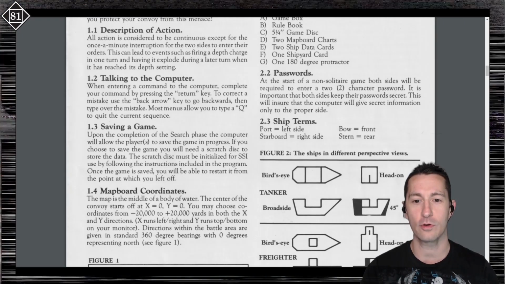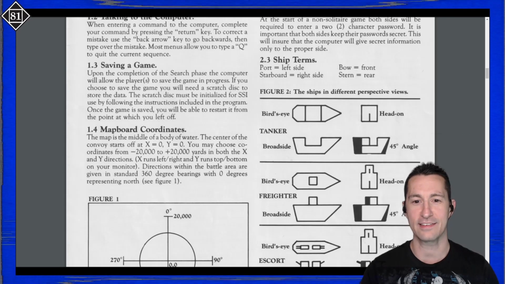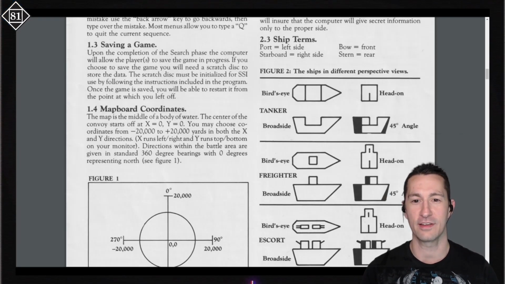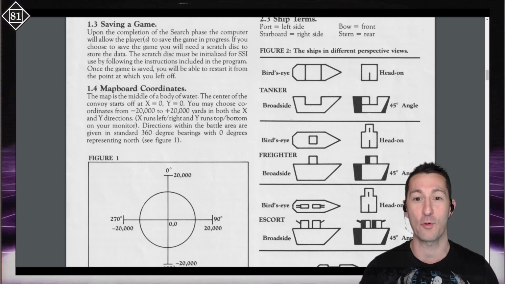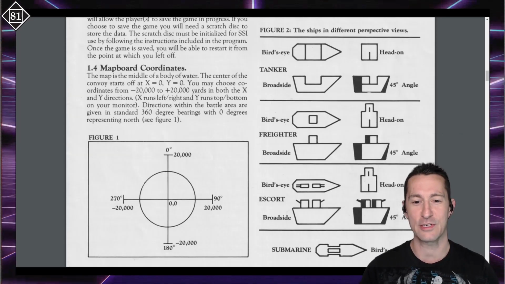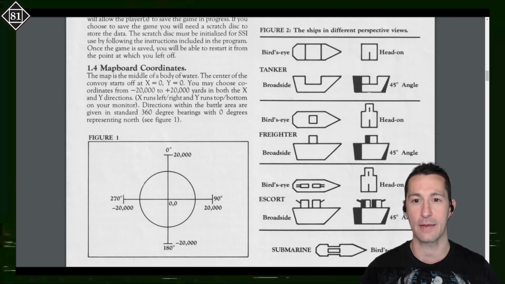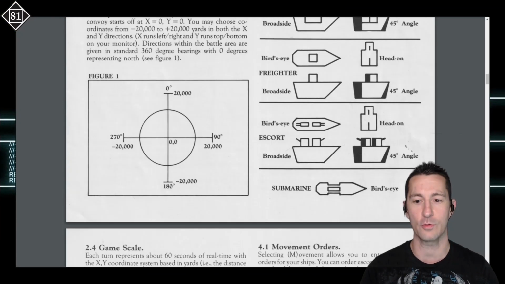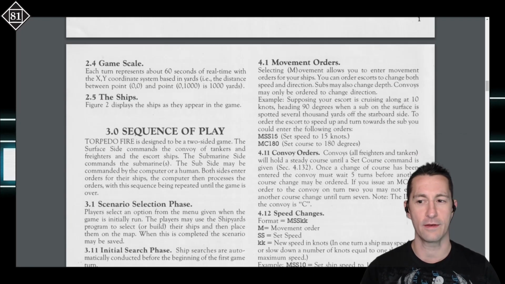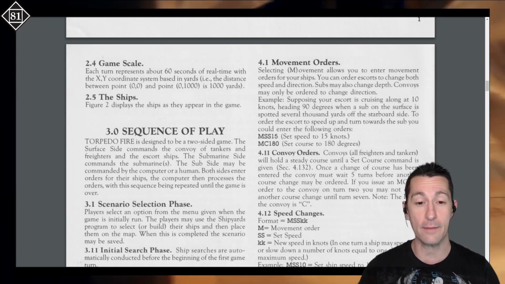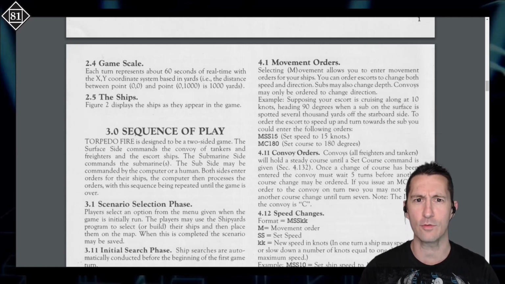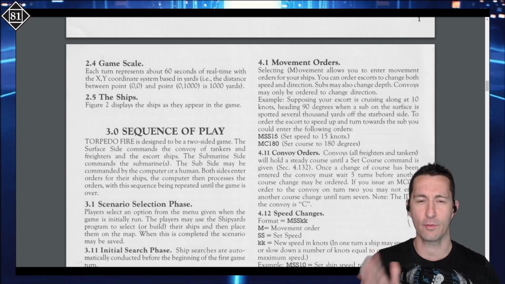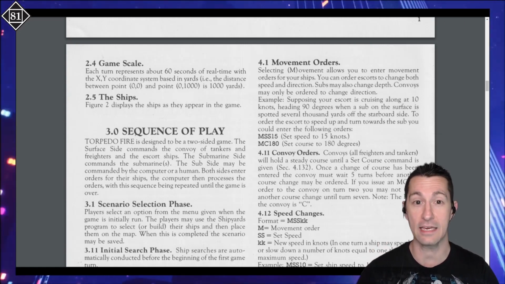It also has passwords that you'll have to put in, and this has ship turns, nice terms like the bird's eye view, the port and starboard, bow and stern, and then it's showing all the examples of the types of ships and their perspectives of what you would see on the screen. So not only is this going to be an historical game, but it's also a very technical and detailed game, wanting to give you the most realistic submarine simulator that you could get in 1981.